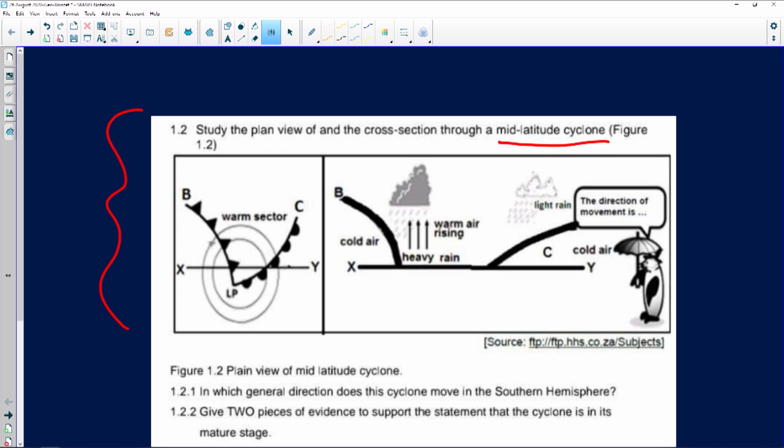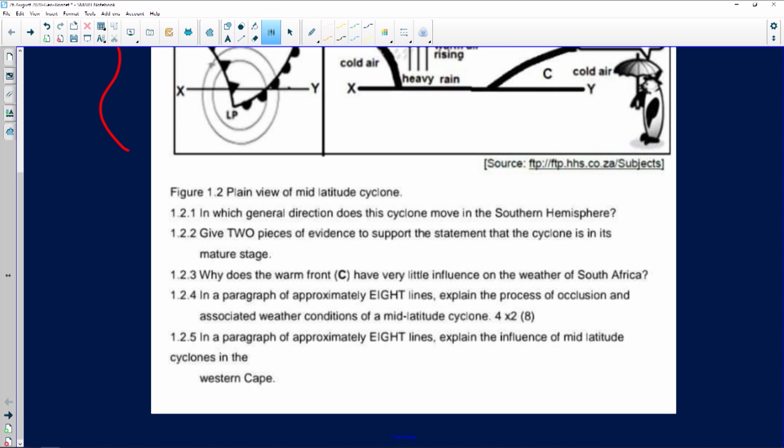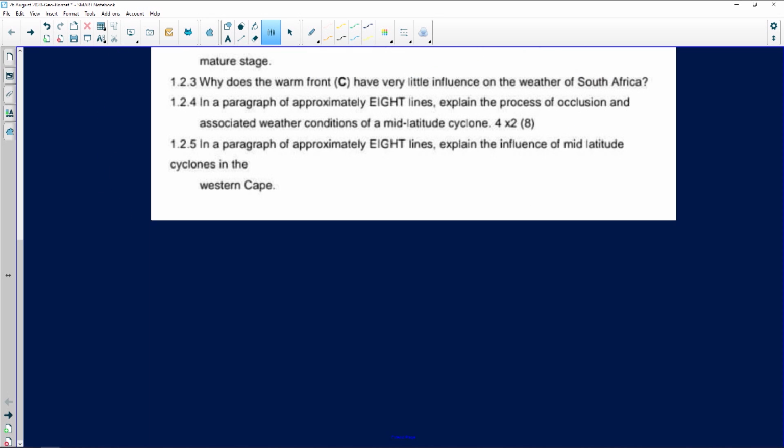Study the plan view and the cross-section through a mid-latitude cyclone. First of all, let's identify which one is the plan view. This one is the plan view. It's almost like a synoptic view, from above. And this is a cross-sectional point of view, when you're standing from the side. But before I delve into the questions, let's have a look at a mid-latitude cyclone. Now, grade 12s, like I've always said, the name kind of gives it away. A mid-latitude cyclone.